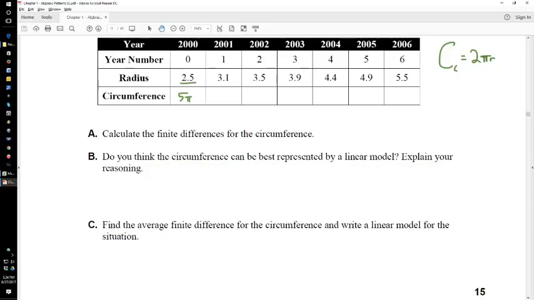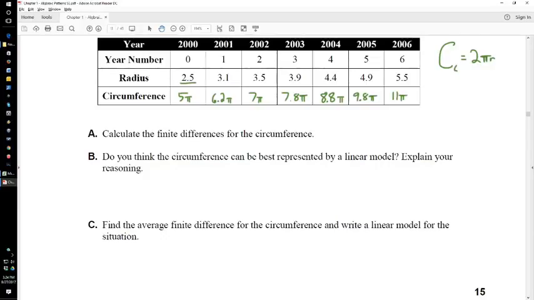3.1 times 2 is 6.2, so that'll be 6.2 pi. 3.5 times 2 is 7, so that'll be 7 pi. 3.9 times 2 is, 4 times 2 is 8, minus 0.2 is 7.8 pi. And 4.4 times 2 is 8.8 pi. And 4.9, that's essentially 5, times 2 is 10, minus 0.2 is 9.8 pi. If you don't believe me, do 4.9 in the calculator. And 5.5 times 2 is 11, so that'll be 11 pi.